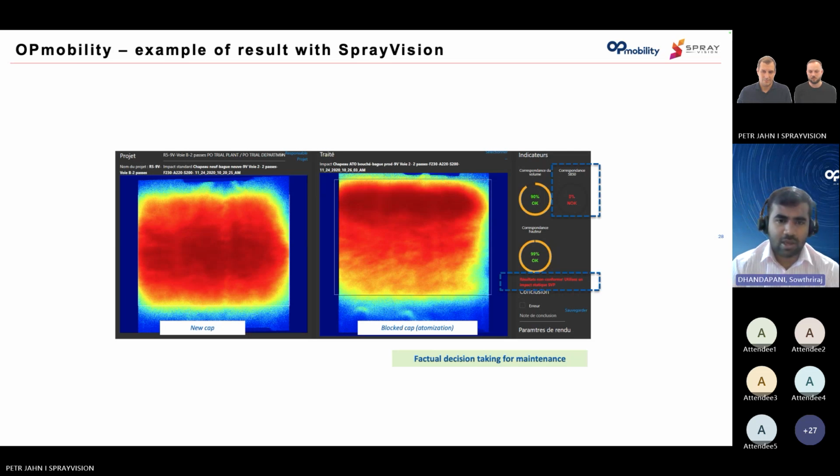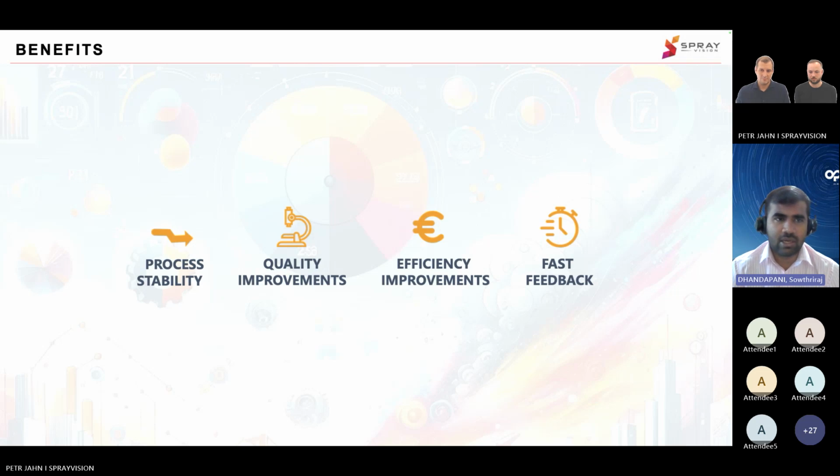And the last, if we move to the next slide, I would say a few words that yes, it helps us with process stability and quality improvements, as you may know, due to the facts we see in the software. We are able to do this. And also it's helping us to improve the stability sometimes, and also some film build optimization and so on.